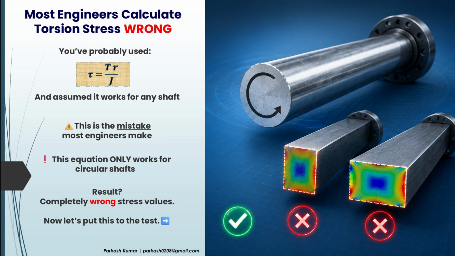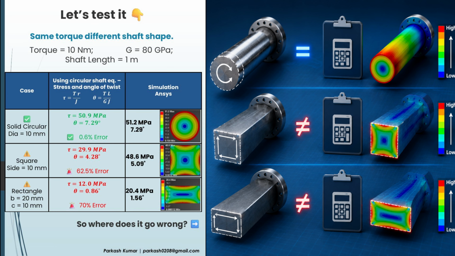Let's compare three solid shafts: a circular shaft, a square shaft, and a rectangular shaft. All three are made of the same material, have the same length, and are subjected to the exact same torque. The only thing changing is the cross-sectional shape. For the circular shaft, the classical equation predicts a maximum shear stress of 50.9 megapascals. ANSYS predicts 51.2 megapascals. The angle of twist is also almost identical. The error is less than 1%, which is excellent.